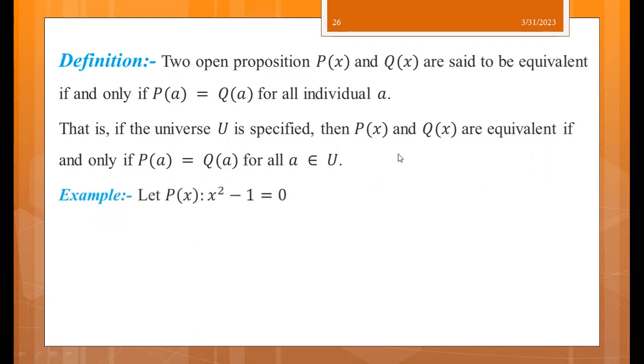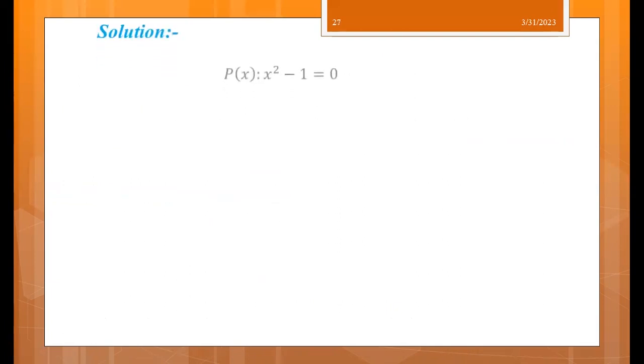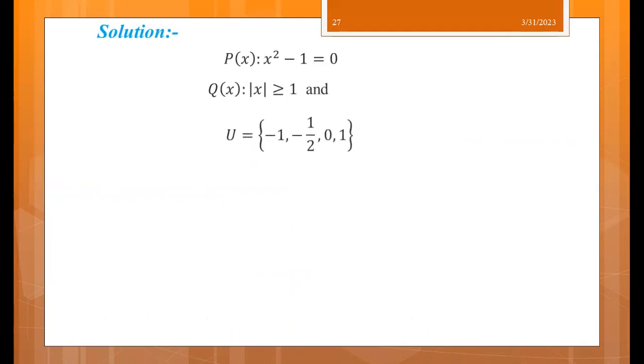As an example here, let the first open proposition be P of x: x squared minus 1 is equal to 0. The second one, Q of x, is the absolute value of x greater than or equal to 1. And let's assume that the universal set is the set containing these four elements: minus 1, minus 1 over 2, 0, and 1. Then, if we are asked to determine whether P of x and Q of x are equivalent or not, we have P of x, Q of x, and the universal set here.